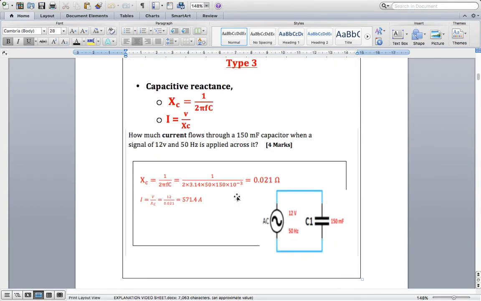So this is a type of question, and this is a very compulsory question. It will come in 'answer the following', and it will be for 4 marks. So please study this one. The values will be different.